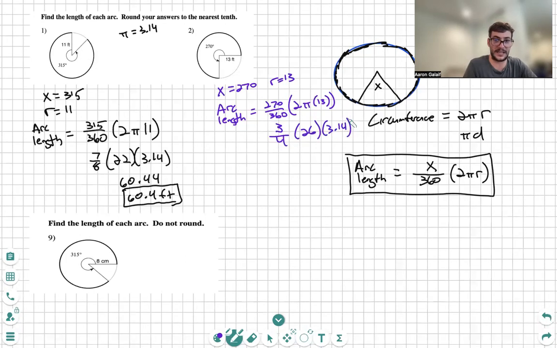Easy peasy. This stuff is nice, easy points. We're rocking and rolling. Plug it all into the calculator. Round to the tenth. Put in our units. That's it. That is it.